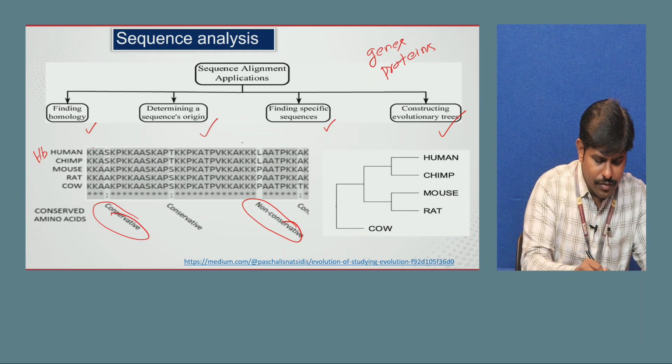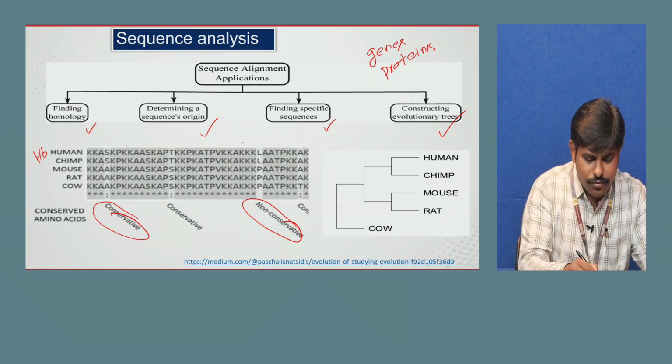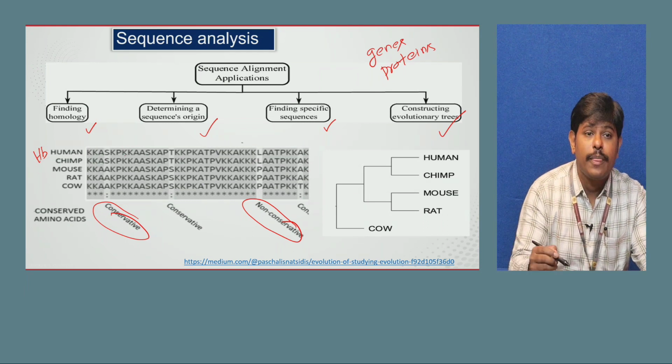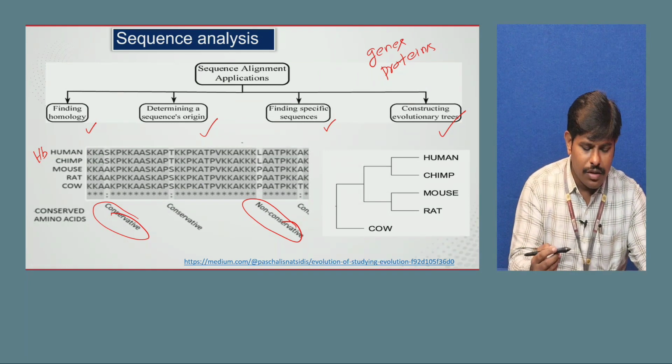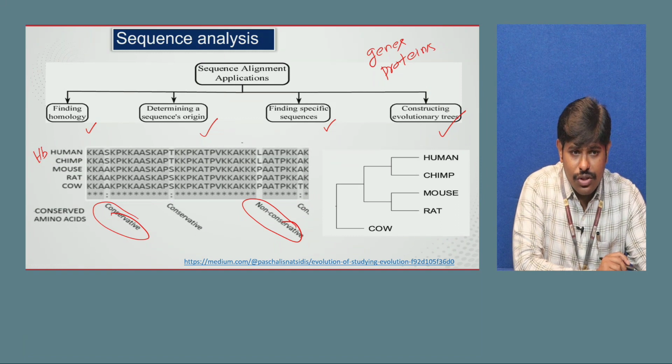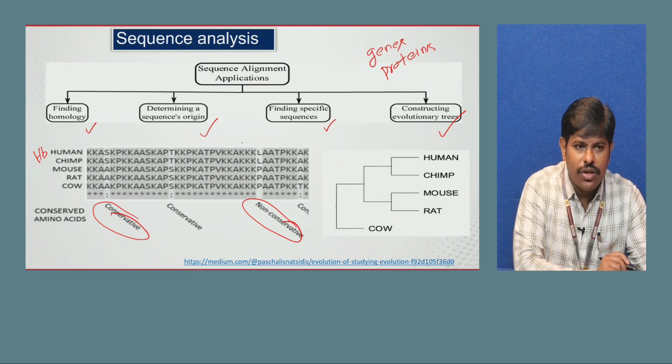So here K, which indicates lysine, alanine, proline, the positions 1, 2, 3, 5, 6, 7, 8, these positions are the same, or the amino acids present in these positions of the protein sequence in different organisms are the same, and those are called conservative sequences.